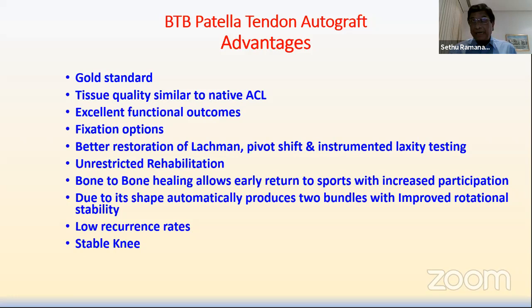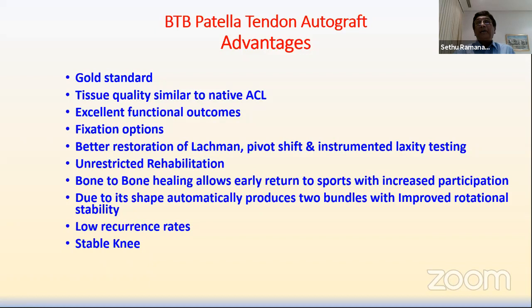I think this slide probably sums up most of what I would like to say about BTB graft in my lecture. It is one of the gold standards along with the hamstrings. The tissue quality is similar to the native ACL. And what do I mean by that? The patellar tendon graft has bone on either side, just like the native ACL, which is attached to the bone above on the femur and on the tibial spine on the tibia. The hamstring has bone attachment on one side, but not on the other. So this tends to have a different type of tissue as compared to the bone-tendon-bone. And so I think you're approaching the native ACL when you choose a BTB.